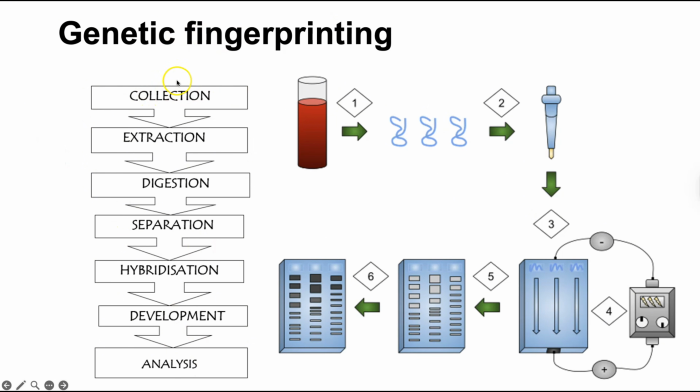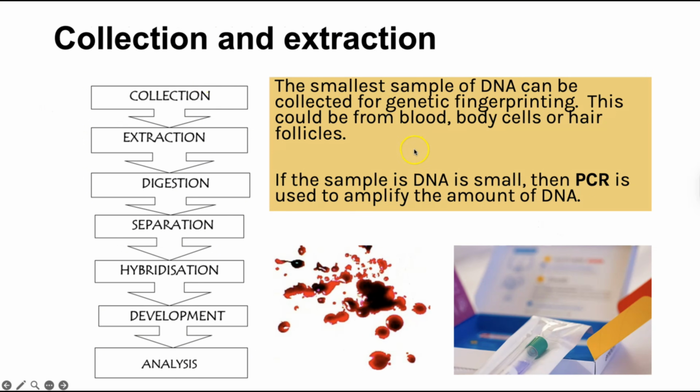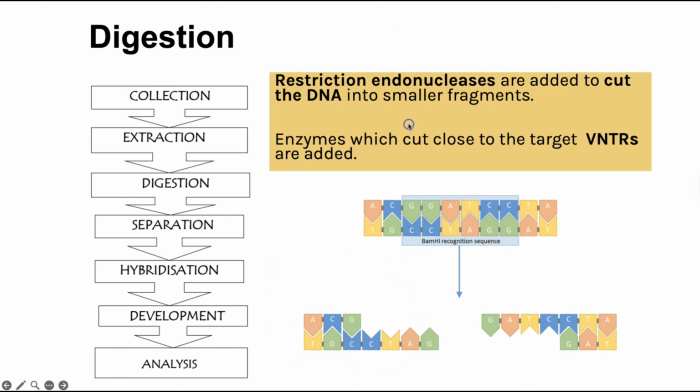Genetic fingerprinting. So first of all, you would collect your DNA sample. And the smallest sample of DNA can be collected, and that's because we're going to use PCR to amplify it afterwards. So any cell that contains a nucleus can be used.